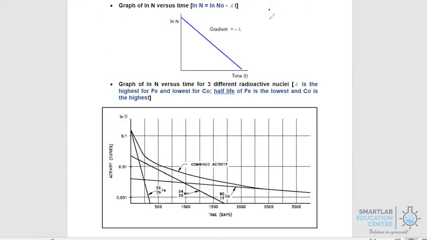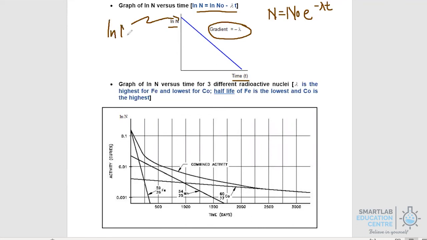The final graph we look at stems from the formula N equals N naught e to the minus lambda t. If you take ln on both sides, this will end up to be the expression, but more important of all, if you were to plot ln N versus time t, then the gradient is minus lambda, and the y-intercept is actually your ln N naught.